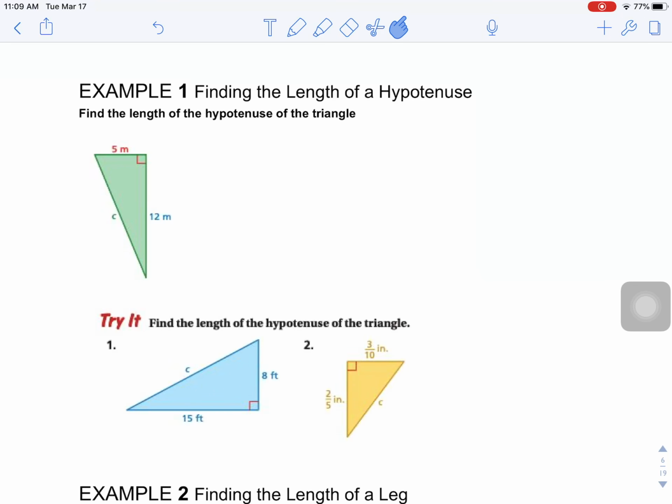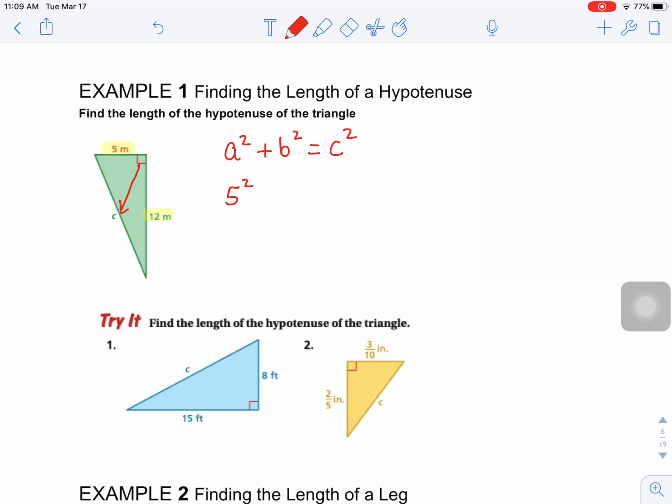So in example 1, first we want to identify if we are trying to find the hypotenuse or the legs, and we want to look at what we're given. So here I can see that both the 5 and 12 are legs, right? And c is opposite the right angle, so we're finding the hypotenuse. So if I plug that into my formula, a squared plus b squared equals c squared, it doesn't matter which one you put in for a and b as long as those are both legs.